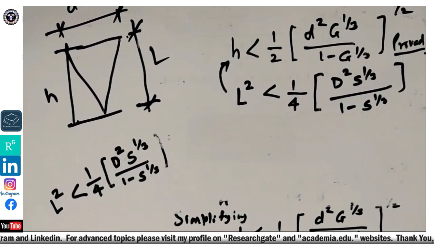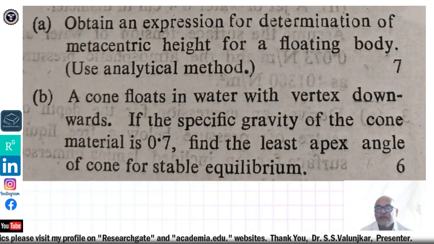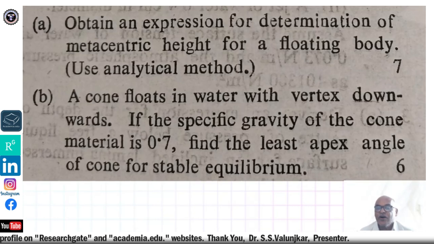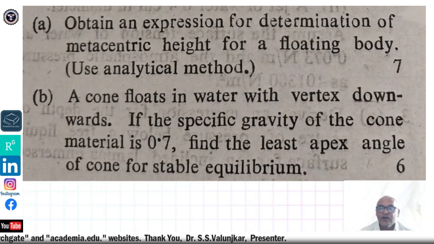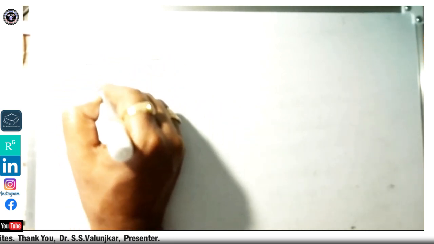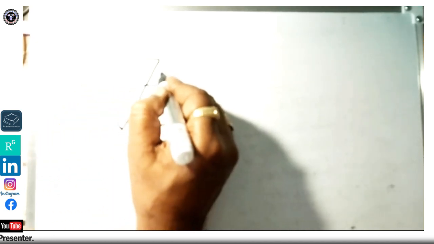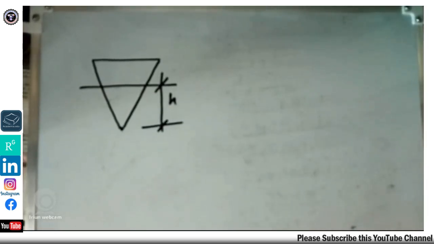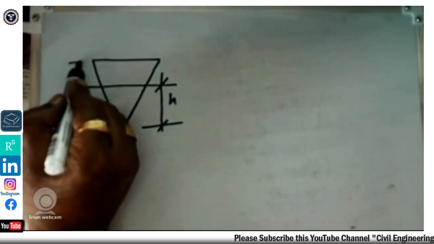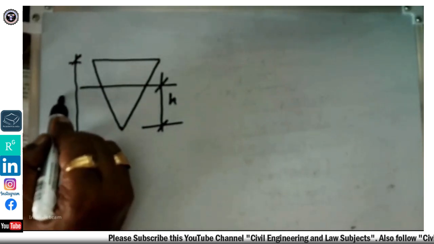Okay. Now let us discuss another problem. Let us begin with problem number 2. A cone floats in water with vertex downwards. If the specific gravity of the cone material is 0.7, find the least apex angle of the cone for stable equilibrium. First of all we'll draw the diagram. The immersed portion is small h, and the height of the cone is capital H.